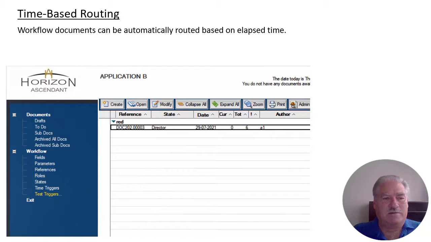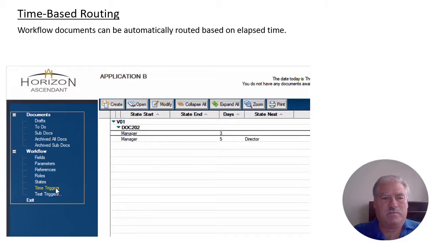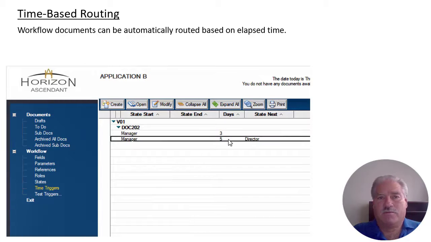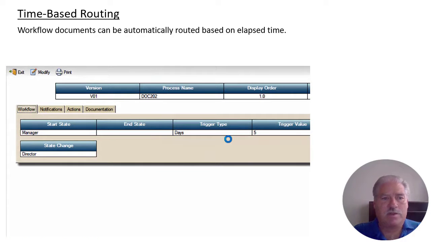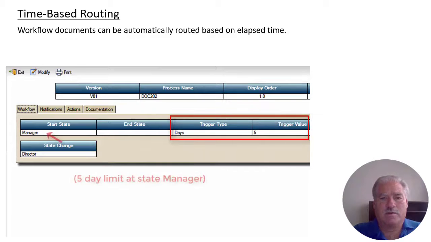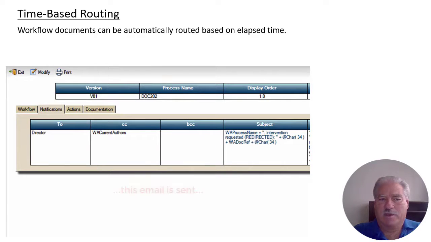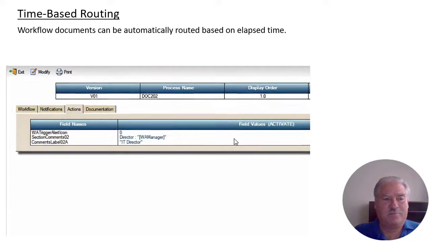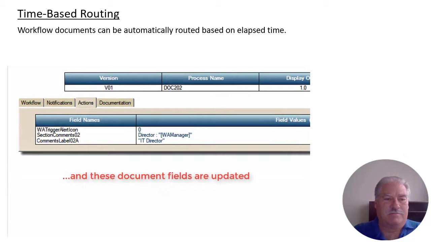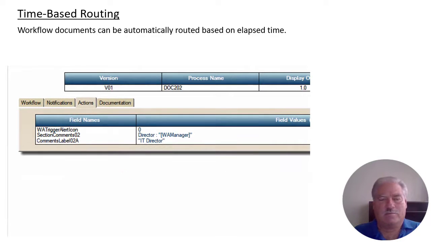Looking now at the definitions, again going into the time trigger documents, you can see here we can define multiple time triggers for each process. So here it's been set at 5 days at manager, and of course being directed to director. Notifications to be sent, copy to the remaining authors that did not intervene, and of course, document fields that are updated.